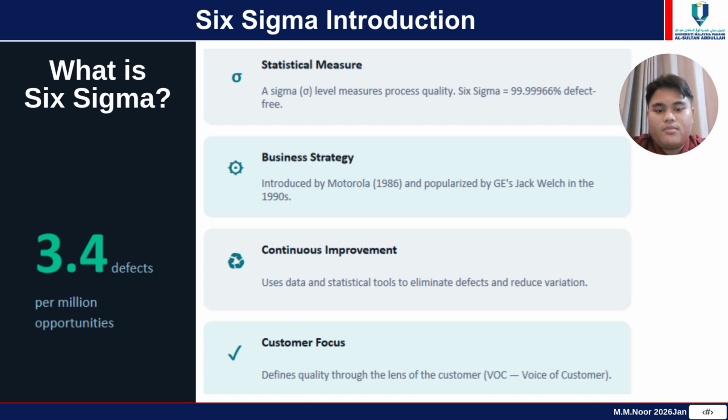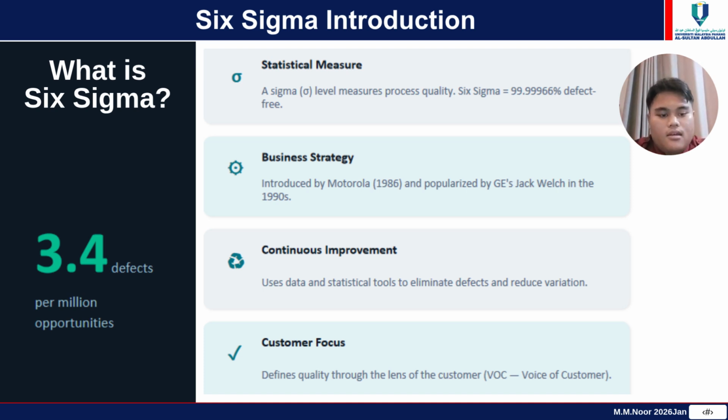What exactly is Six Sigma? It serves multiple roles. First, as a statistical measure, a process sigma level indicates its overall quality. Achieving a true Six Sigma level means operating at a staggering 99.99966% defect-free rate. Second, it is a proven business strategy, originally introduced by Motorola in 1986. It was later popularized on a global scale by GE's Jack Welch during the 1990s. Third, it drives continuous improvement. It moves away from gut feelings, utilizing the data and statistical tools to eliminate defects and systematically reduce process variation.